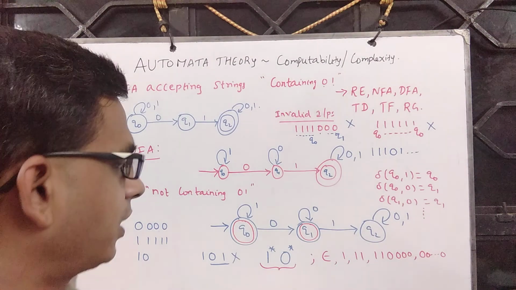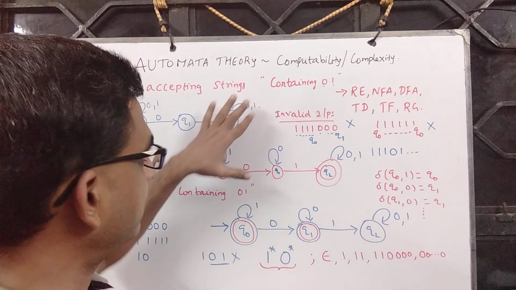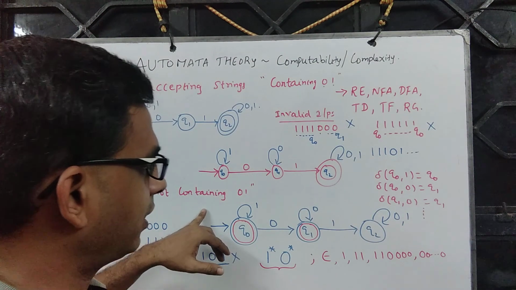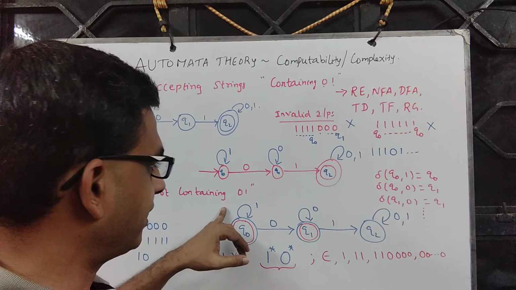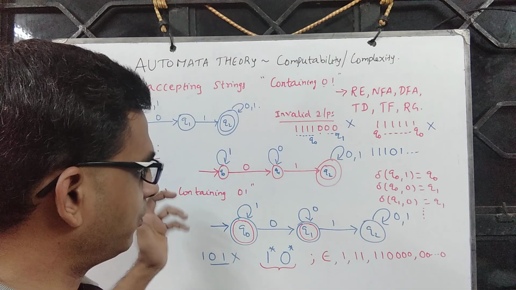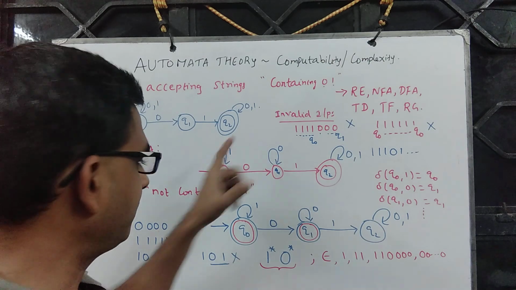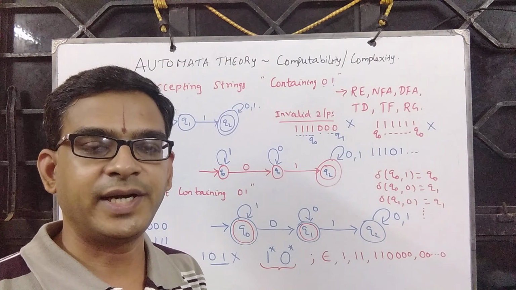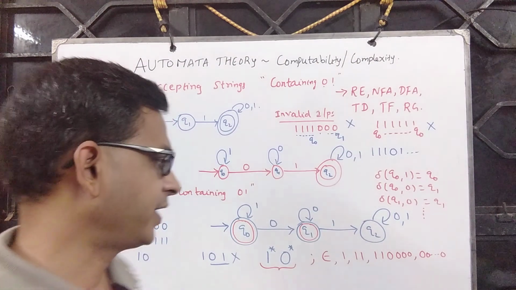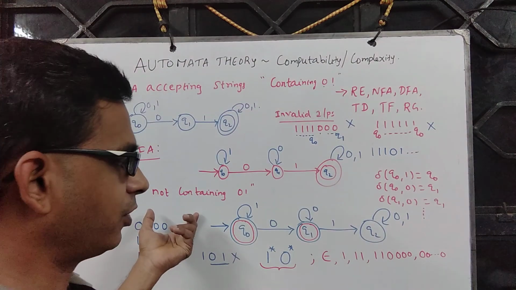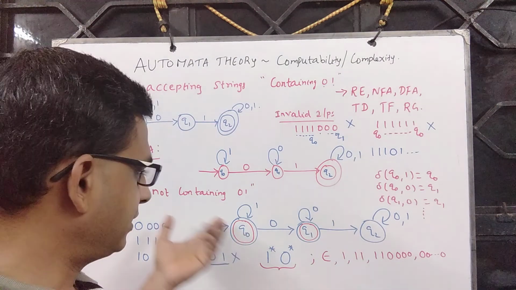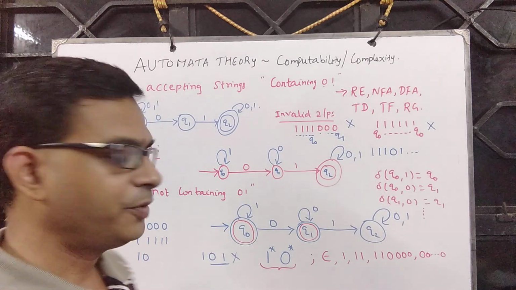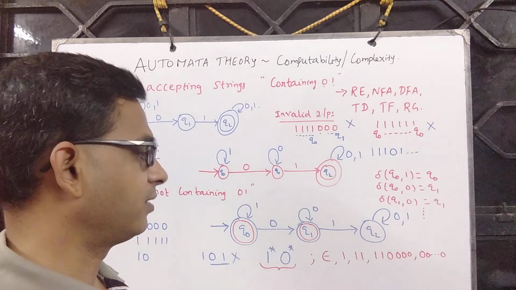Fine. So now given a question like this, containing 0 1 or not containing 0 1, if you are asked to design an automaton like this, in most cases it is easier to design M rather than M complement. So design M and then flip the states, final to non-final, non-final to final, and you get the desired automaton. In some cases, it may be easier to design the automaton directly, and then you can do that.